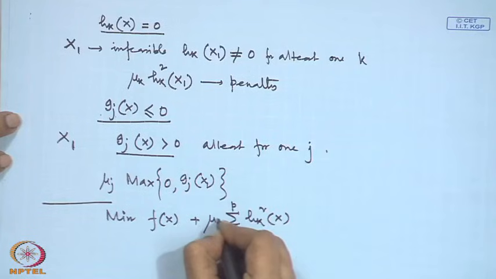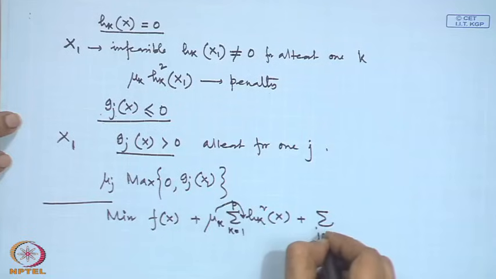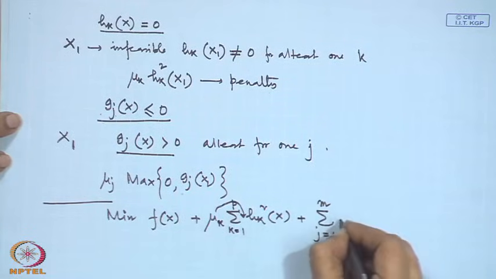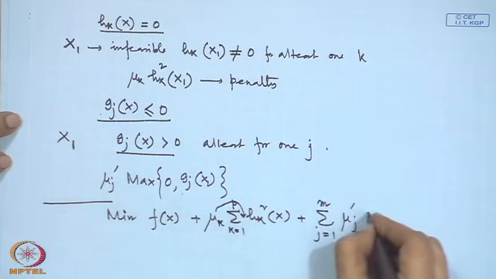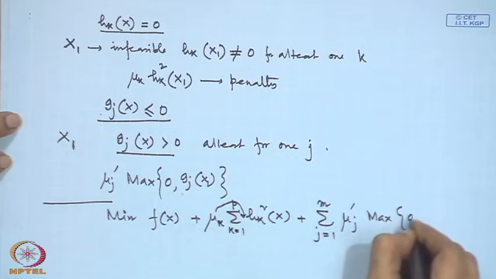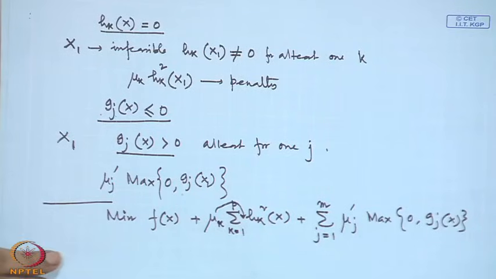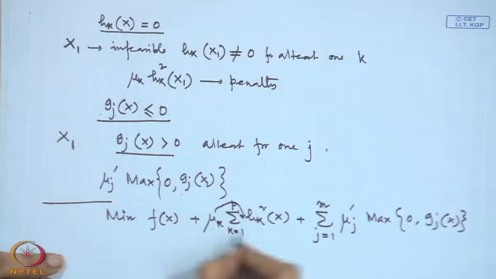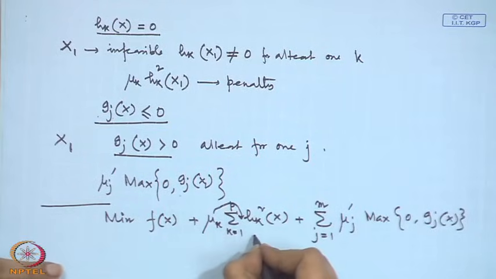I should write down mu k here inside the equality sign, plus summation j is equal to 1 to m, because there are m number of inequality constraints. We can write down mu j prime, max of 0, g_j(x). Here you see how we are summarizing the nonlinear constraint problem into an unconstrained problem: we are considering the objective function plus we are appending, augmenting, the penalty terms.